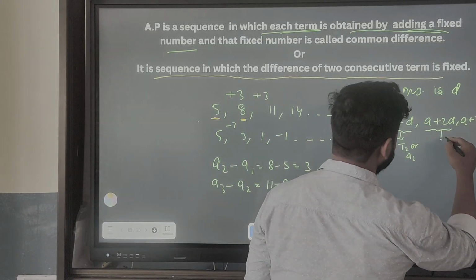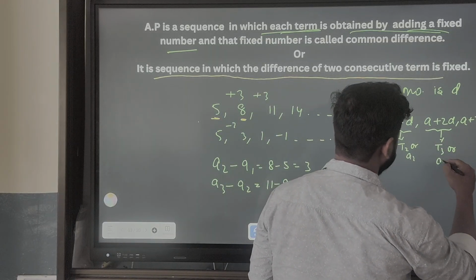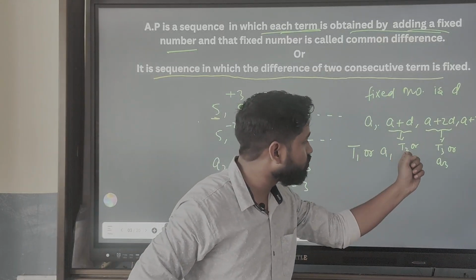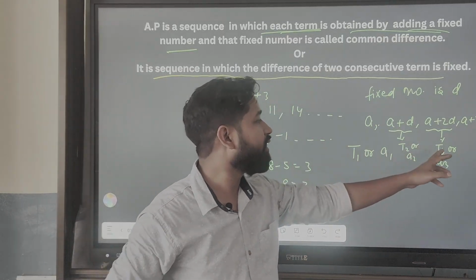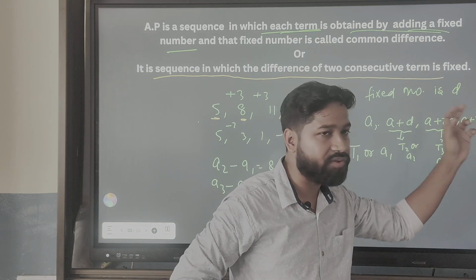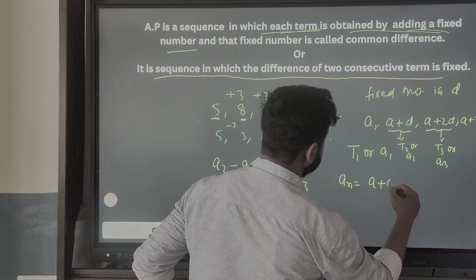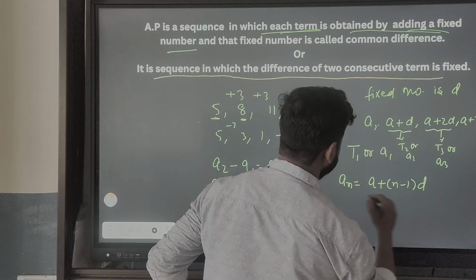Third term is denoted by T3 or A3. You're getting that? So we can see one pattern here. If it is 2, then the D here is 1. If it is 3, it is 2. If it is 4, it is 3. In the same manner, if we ask for the nth term, what will you say? A plus n minus 1 into D.